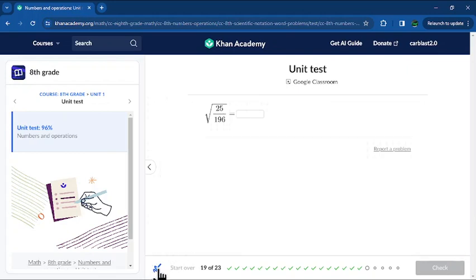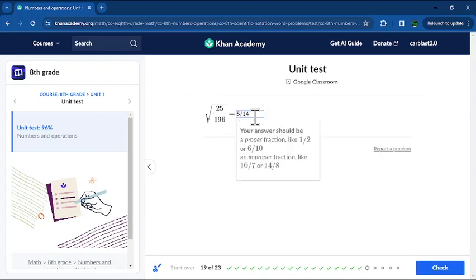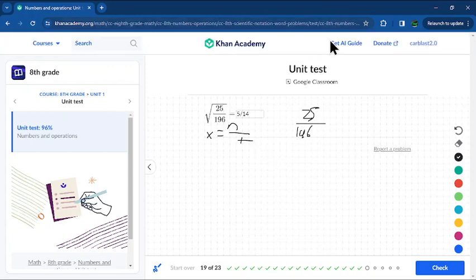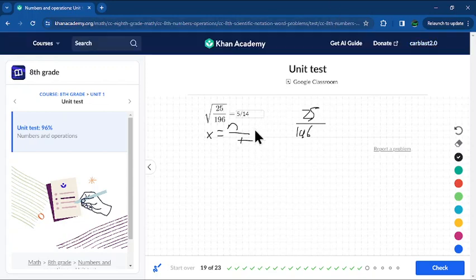So the square root of 25 over 196 is just saying what times what equals 25 over 196. And that would be 5 over 14. It's the same thing as what I showed you earlier. It's 25 over 196. So we can say x equals n over t, and then we have n over t times n over t equals 25 over 196.